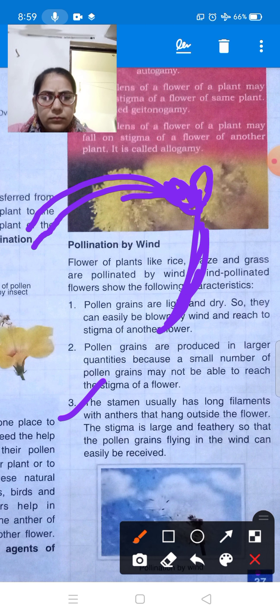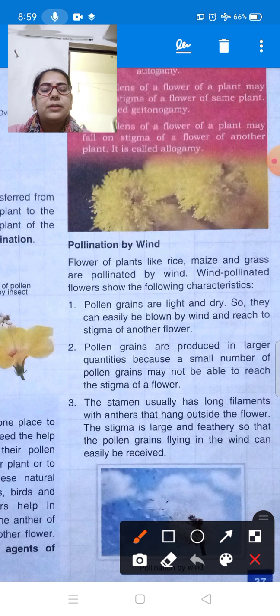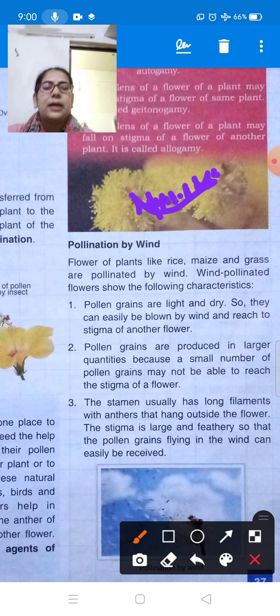The stigma is large and feathery so that the pollen grains lying in the wind can easily be received. So the filament of the stamen should be long and the stigma should be large and feathery. Stigma should be feathery, hairy. On the stigma, small hairs, feathers should be present so that when pollen grains come, they can easily stick to this stigma and the pollination process can be done.